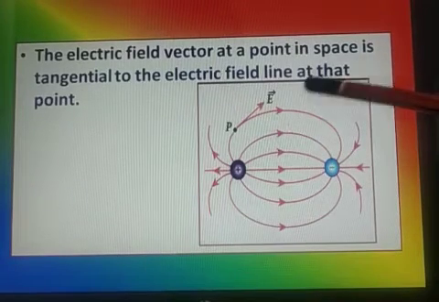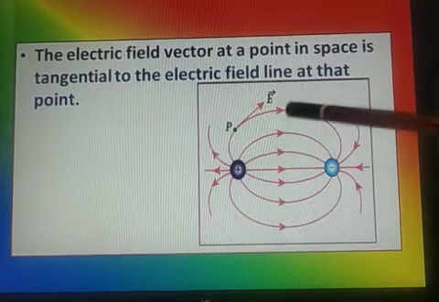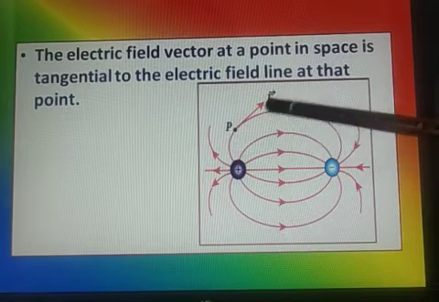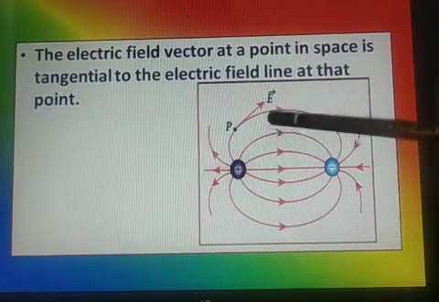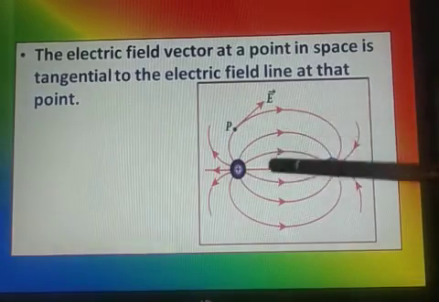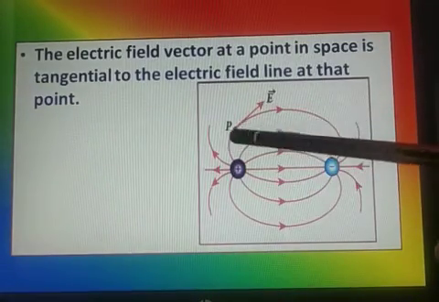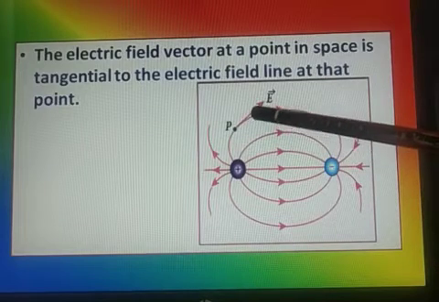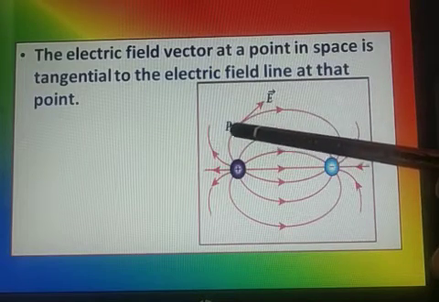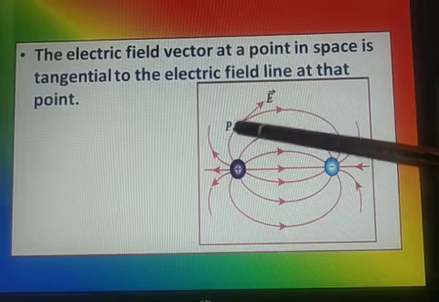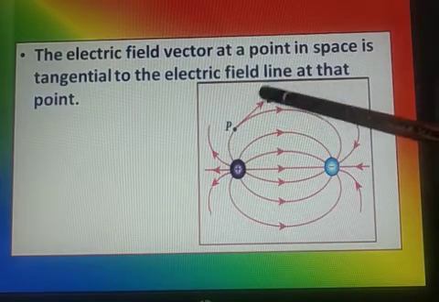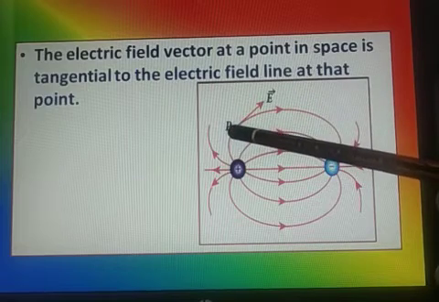And for finding the direction of electric field lines at a point P, we have to draw a tangent line. So this is the next rule. In these electric field lines, if we consider any one point P, we can find the direction of the electric field by drawing a tangent line. So from the point P we have drawn a tangent line. This tangent line represents the direction of the electric field.